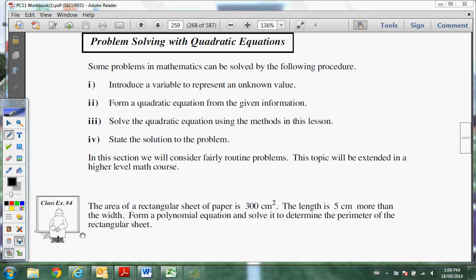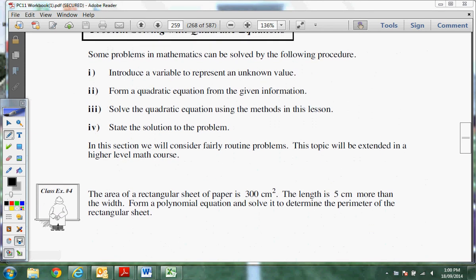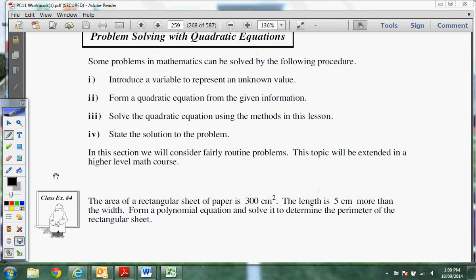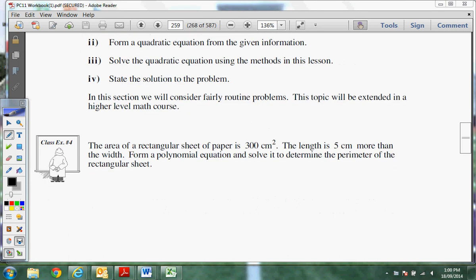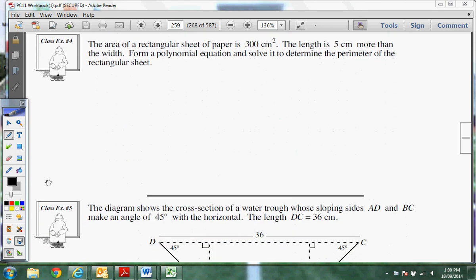All right, last page here. Okay, so this is kind of steps for when you're doing word problems, okay? So this is kind of a good procedure. I know a lot of you probably won't refer to it, but I would strongly encourage you to when you get lost in a problem. So first thing, introduce a variable that represents the unknown value, so your x, okay? Form a quadratic equation from the given information. Solve the quadratic equation using the methods in this lesson, and then state the solutions or state the zeros. Okay, so with that, let's look at this one and follow those procedures.